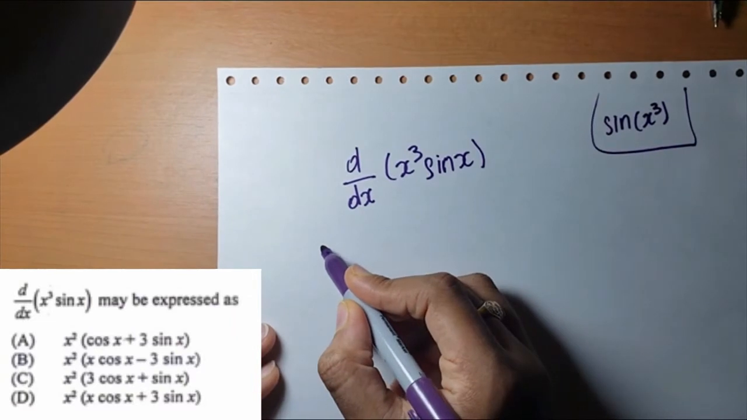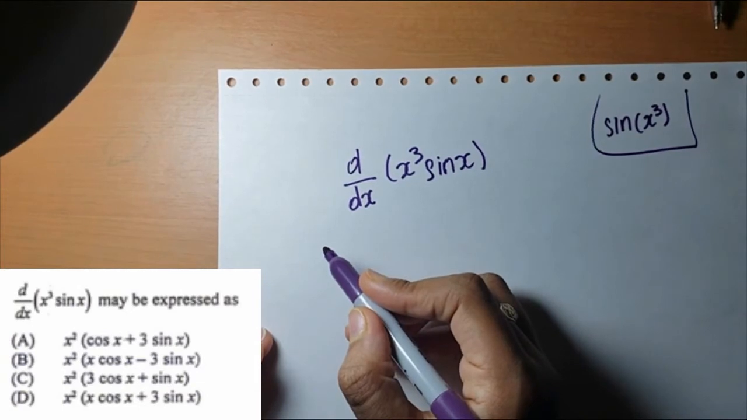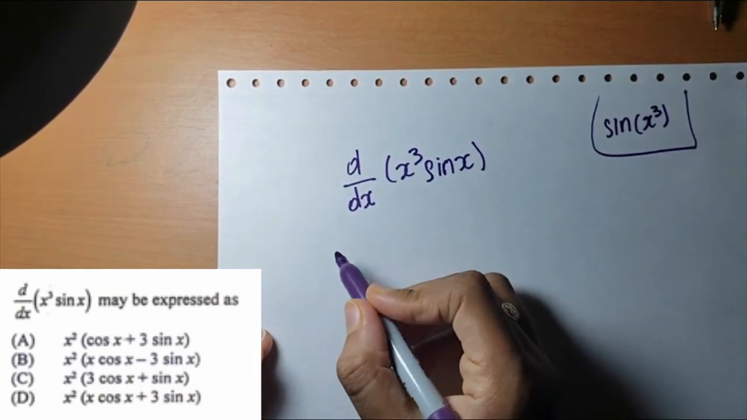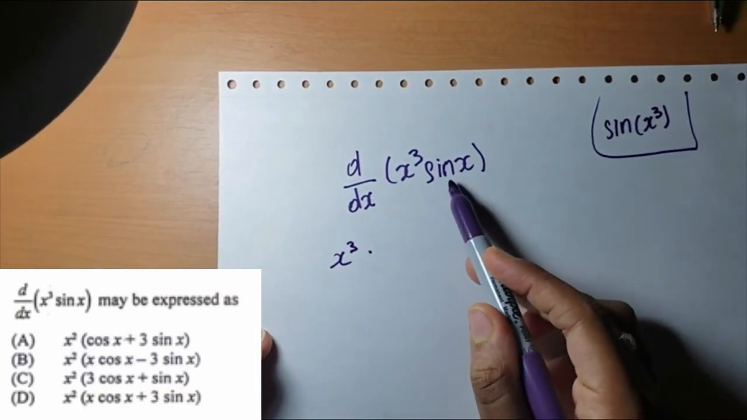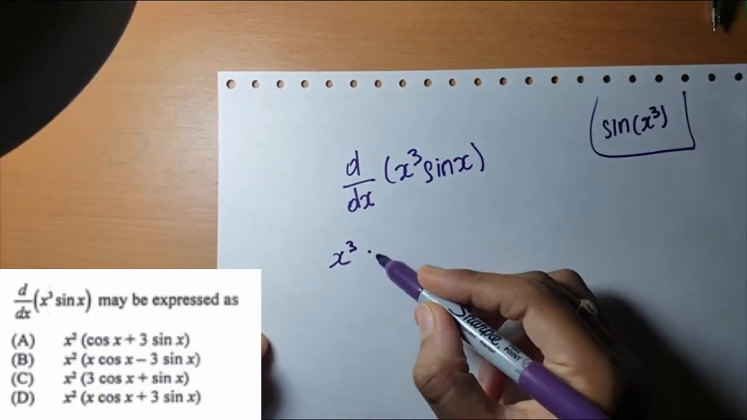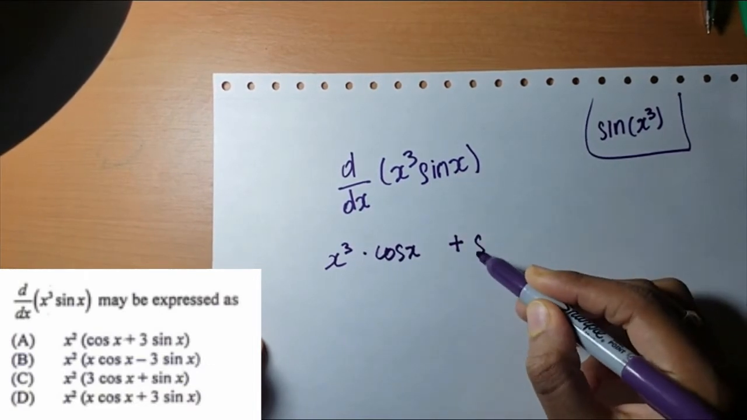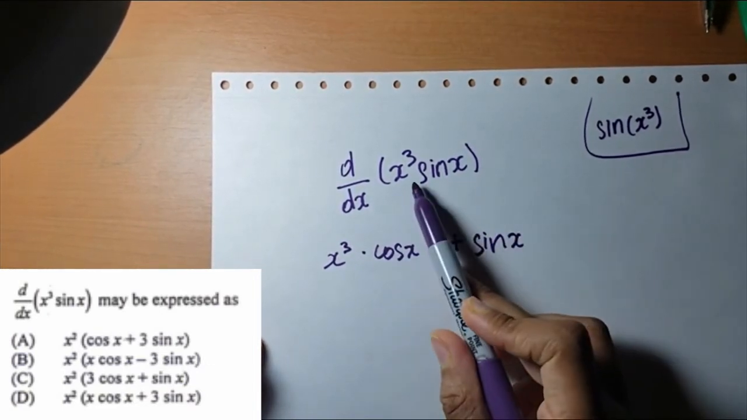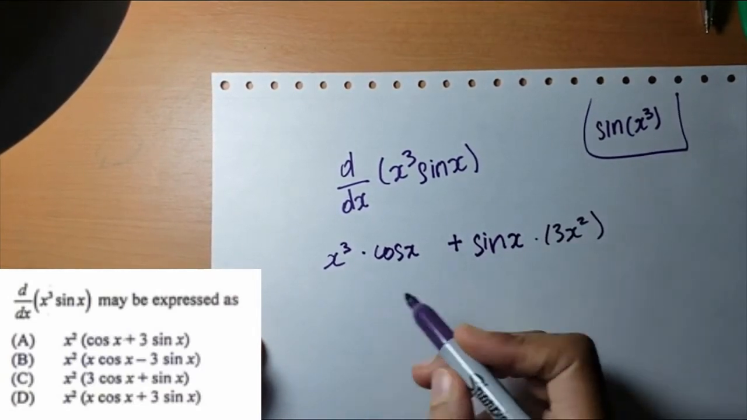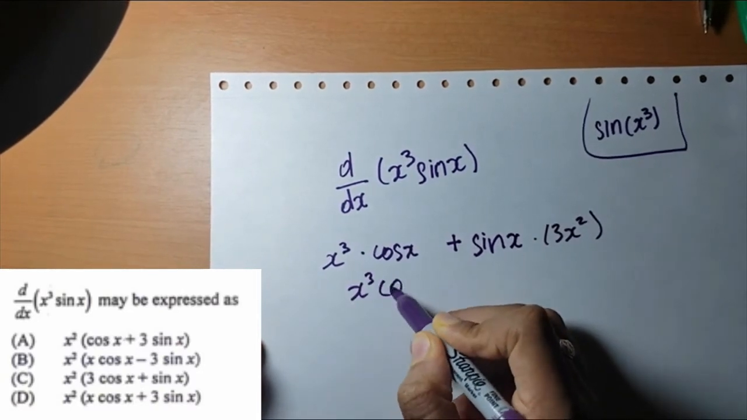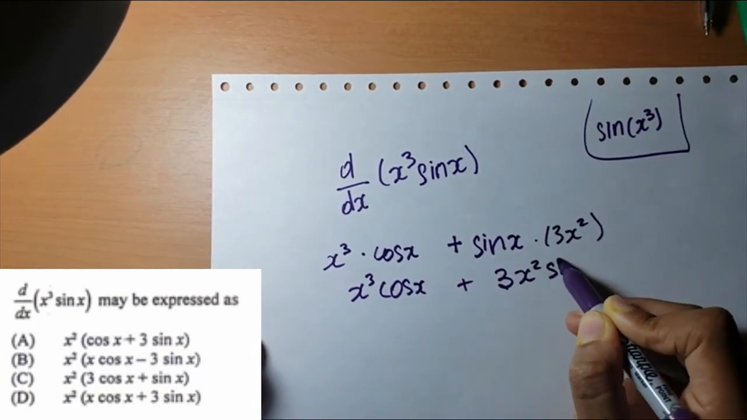Alright, so product rule. If you want to go into u and v, do so, but it's going to take up a lot more time, and we do not have time in a multiple choice exam. So we're going to take the first term and multiply it by the derivative of this term. When you differentiate sine x, you get cos x. Plus, we take this term and multiply it by the derivative of the other term, so we multiply it by 3x squared. So now we have x cubed cos x plus 3x squared sine x.